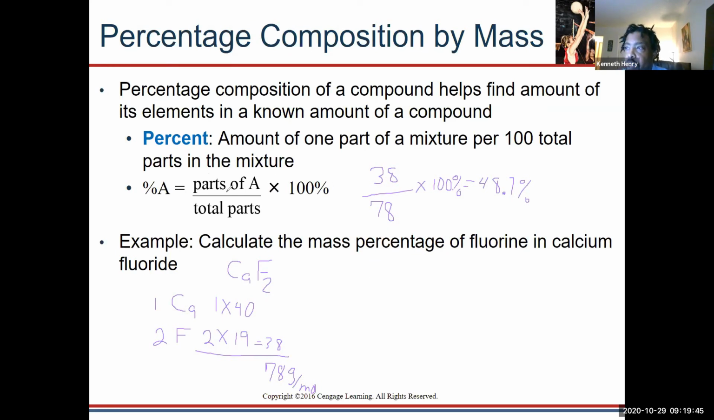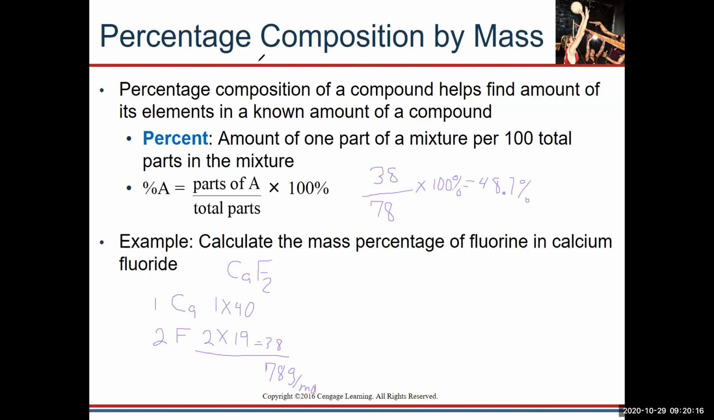The part represents whatever element or atom we're looking at. So in this case, we're looking at fluorine, right? So we put the mass of the fluorine, because it's percent composition by mass. So the mass of the fluorine over the mass of the total. Okay. Is that good? Everybody's good?